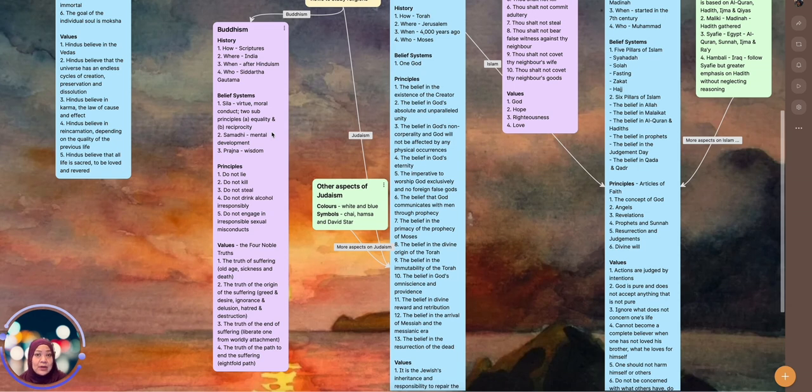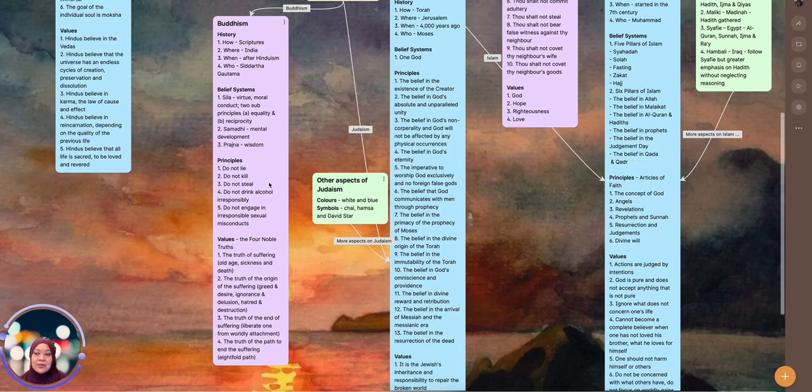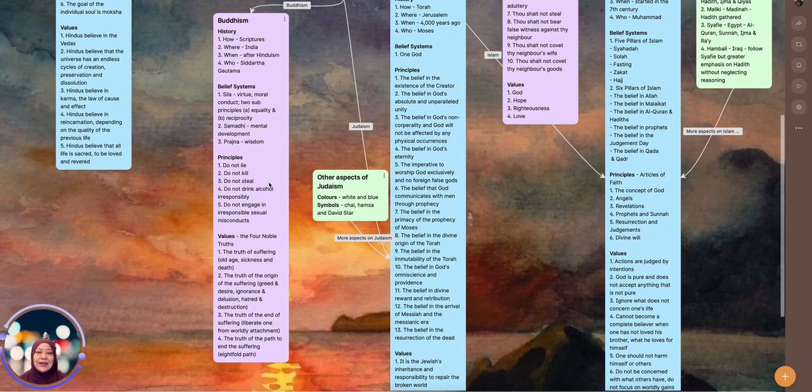So what about the principles? Very straightforward. We have 5 here. Number 1, do not lie, and then do not kill, do not steal, do not drink alcohol irresponsibly, or drink something that can harm your life. And the last one, do not engage in irresponsible sexual misconduct. So very straightforward, the principles, 5 of them.